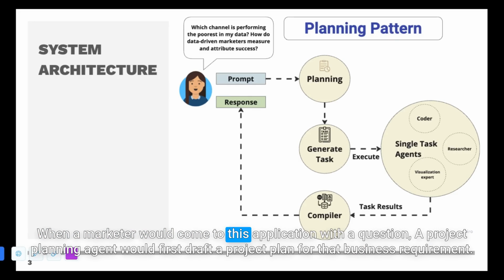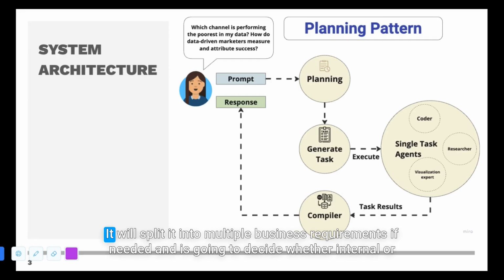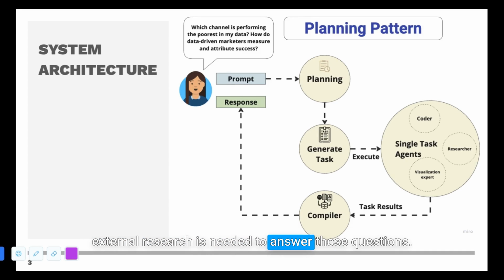When a marketer comes to this application with a question, a project planning agent would first draft a project plan for that business requirement. It will split it into multiple business requirements if needed and is going to decide whether internal or external research is needed to answer those questions.